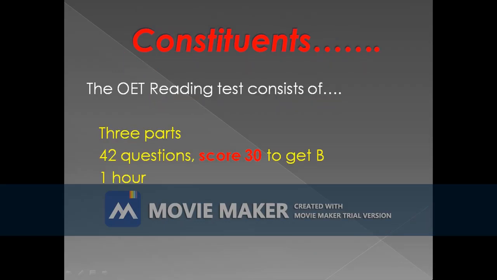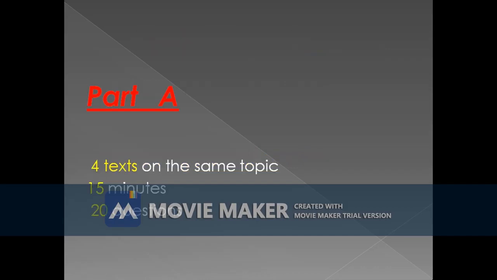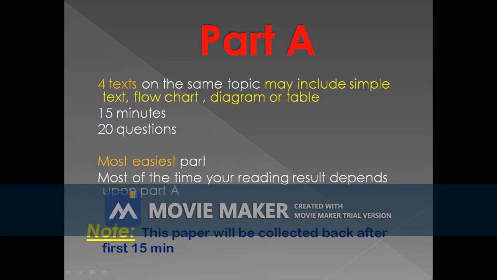Okay. So first of all, let me tell you that the OET reading subtest basically consists of 3 parts, 42 questions, and you have to score 30 to get B in your reading. And the total time for the reading subtest is 1 hour. So in this video we will particularly talk about reading part A. While you are going to attempt reading part A, you should keep in mind 4 texts, 15 minutes and 20 questions. This is very important. Just 15 minutes and 20 questions. You should keep this in mind.